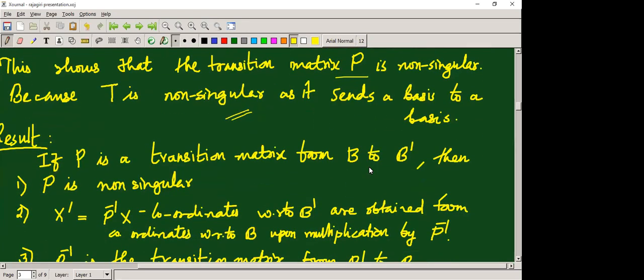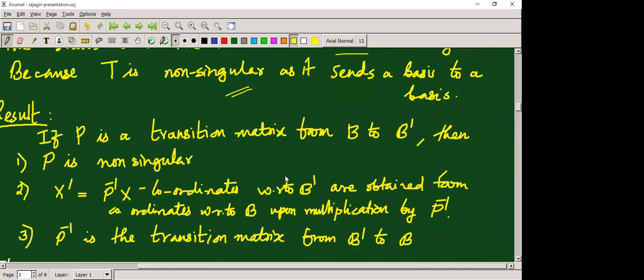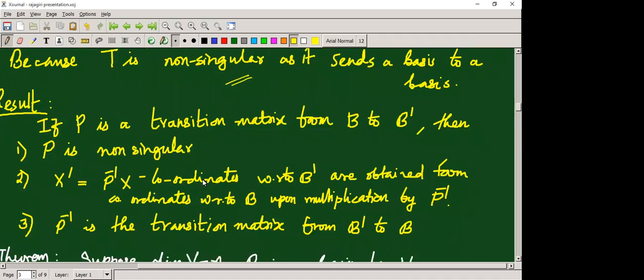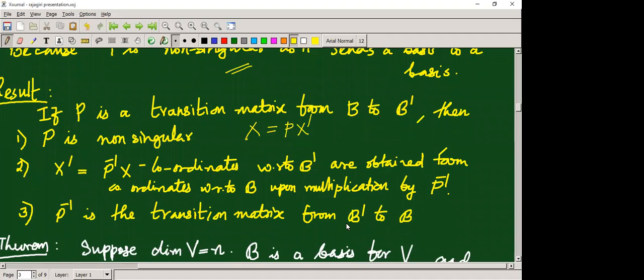So this we can state as a result. If P is a transition matrix from B to B dash, then P is non-singular. And since P is non-singular, we know that X is equal to P times X dash, so X dash is equal to P inverse times X. So the coordinates with respect to B dash are obtained from coordinates with respect to B upon multiplication by P inverse. So P inverse is actually the transition matrix from B dash to B. If you know the transition matrix from B to B dash, its inverse is the transition matrix from B dash to B.